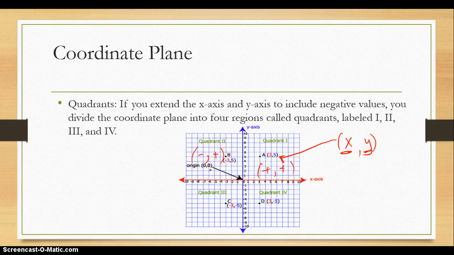So if you have an x value of negative and a y value of positive, you are in quadrant 2. Quadrant 3, if you notice, your x is negative and your y is negative. So both your values are negative, you're in quadrant 3. And then quadrant 4, 3, negative 5. We have a positive x but a negative y. So you're in quadrant 4. So very important to understand your ordered pair.